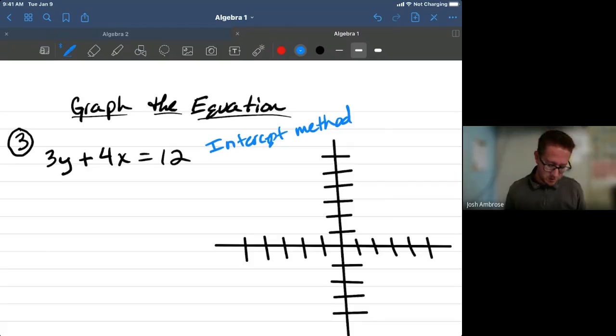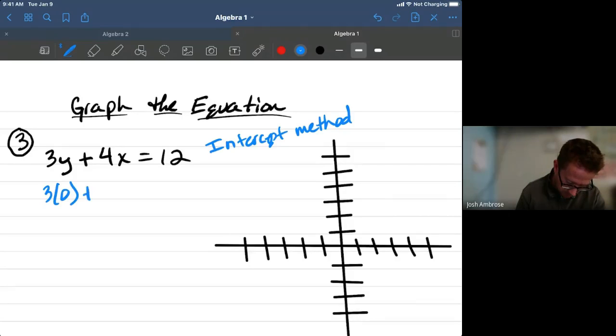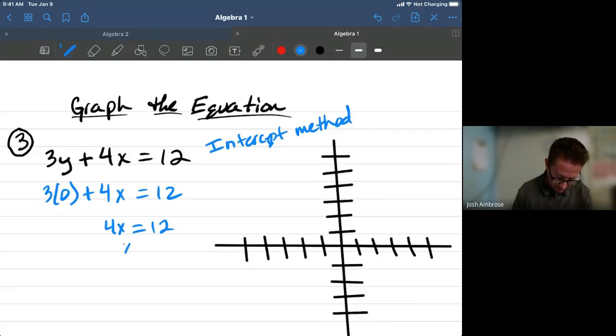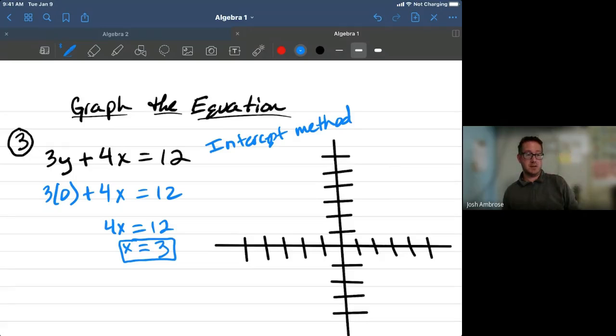Here's the first thing you do. We're going to imagine that y is 0 and then solve for x. So let's show that. 3 times 0 plus 4x equals 12. Basically, that's saying, hey, cover up the 3y and just solve for 4x equals 12. X equals 3. So right there, I have my x-intercept.